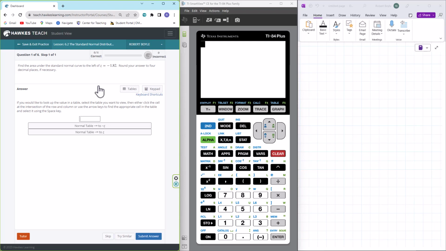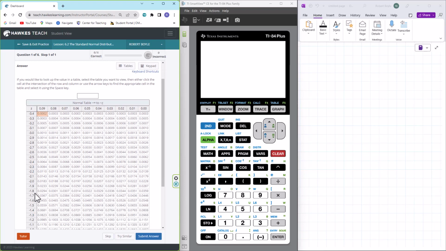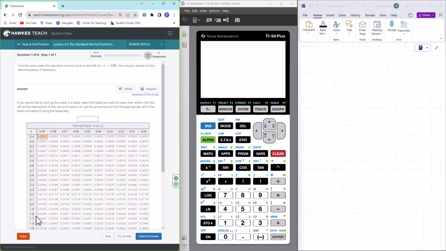For this particular problem, I'm going to use the tables. So since z is a negative value, I want to use normal table negative infinity to negative z. This will give me the area under the curve from negative infinity to these particular values. And I'm looking for negative 1.82. Well, so I'm going to come down here until I find negative 1.8. It's right there.